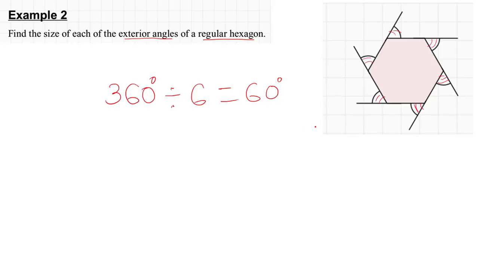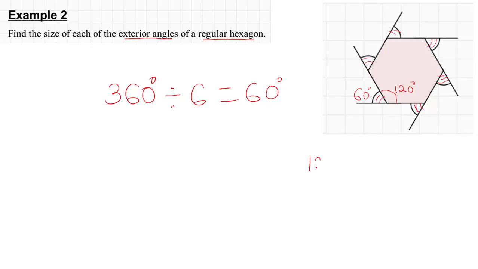Now, another thing they can ask you based on this is that if one of the exterior is 60 degrees, what's going to be one of the interior? Obviously, that's going to be 120. And how do you get that? You do 180 take away 60, which makes 120, because the two of these should make 180 on a straight line. Okay?